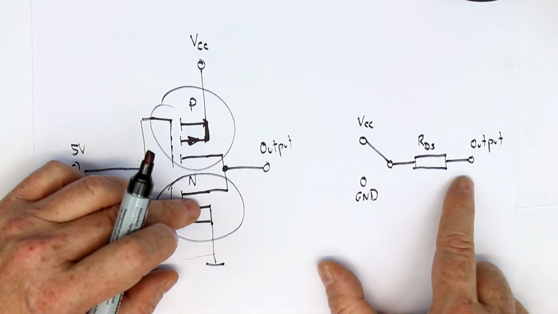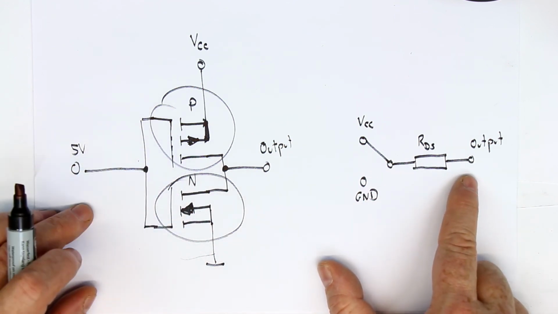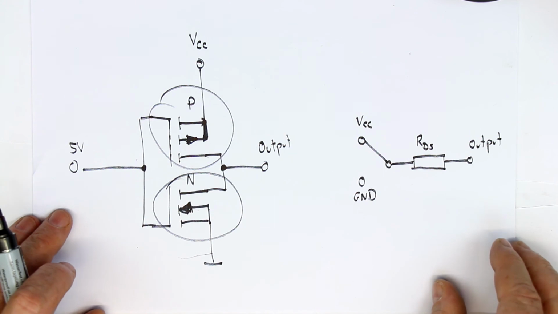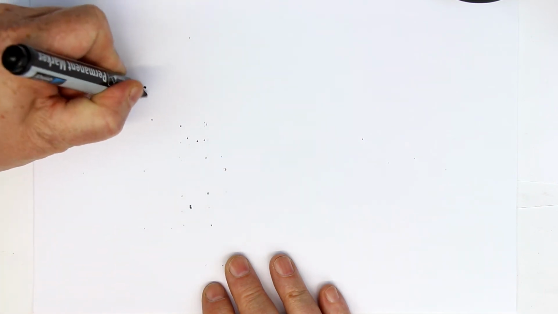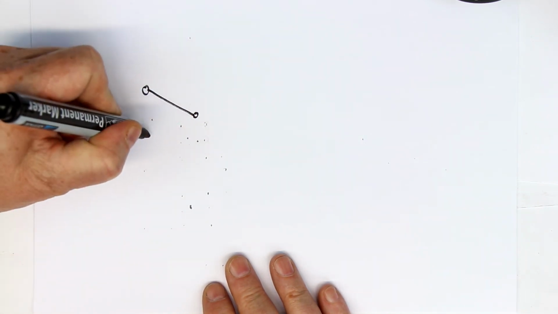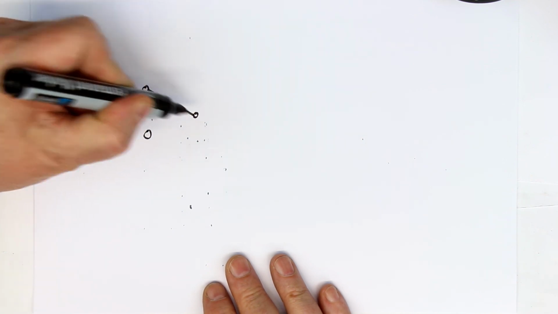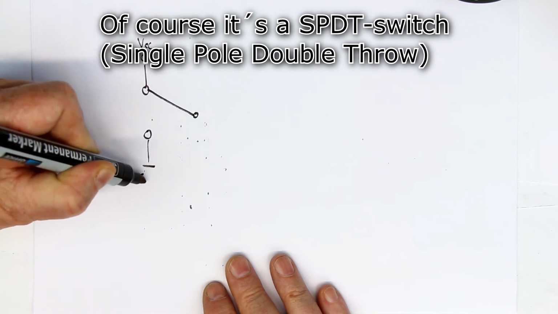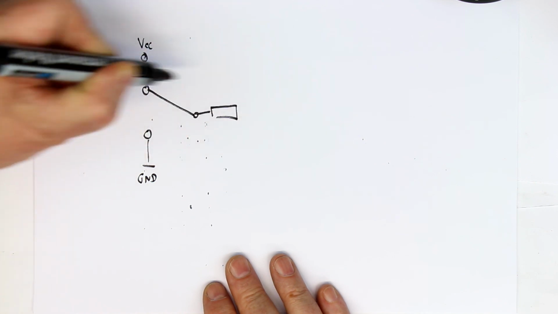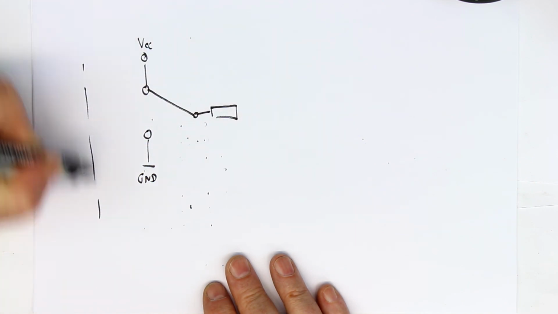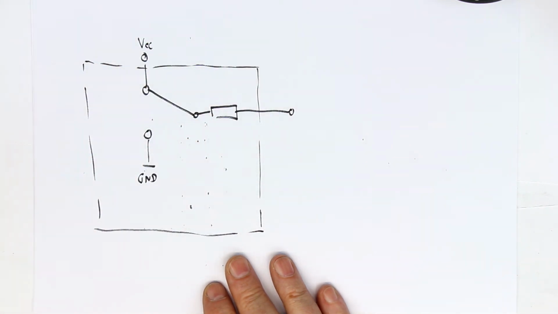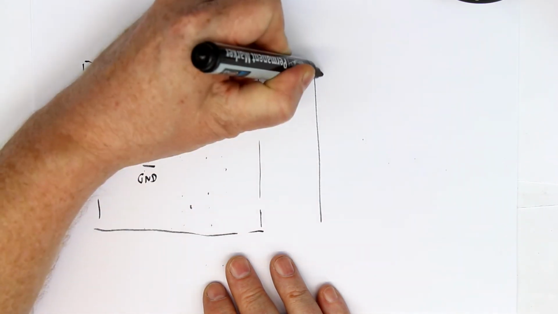And now what we do have to consider is the next input that this output is connected to. Let's make another drawing. So we have our simplified double pole single throw switch with our resistance. That is basically the output stage. And now comes the input of your next logic.